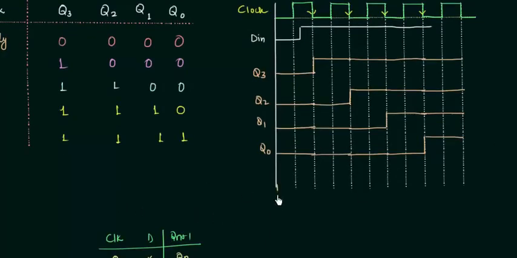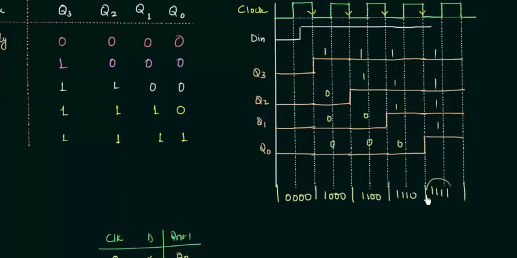You can easily find out the data stored in this. Initially here you can see the stored data is equal to 0 0 0 0. Then for this clock pulse we have data as 1 0 0 0. For this I have 1 1 0 0. For this clock pulse I have 1 1 1 0, and finally I have 1 1 1 1, and this is what we want to store.